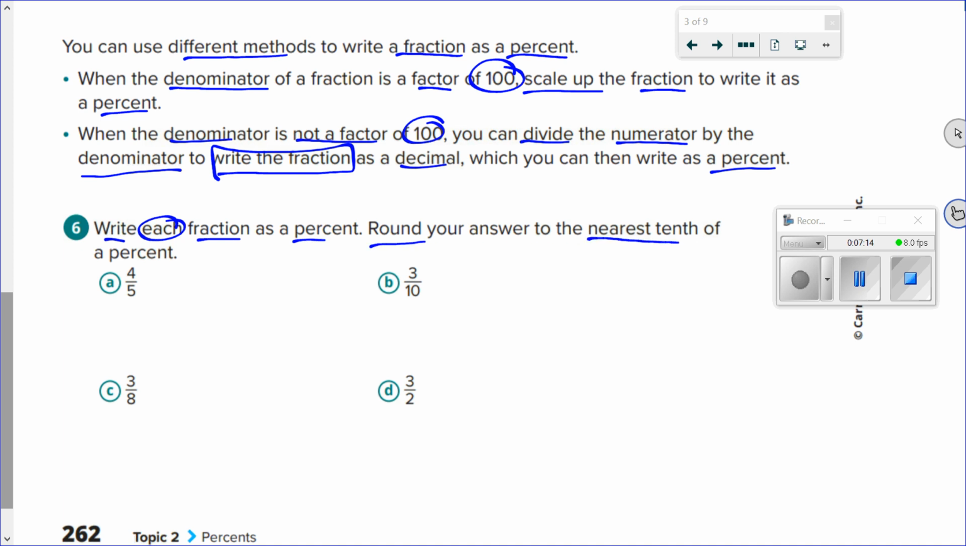Now, 3 of these are very easy to do as a percent. It says round your answer to the nearest tenth of a percent. So there is that piece of it if you need it. 3 of them should go easily to 100. C is the one that will not go easily to 100.